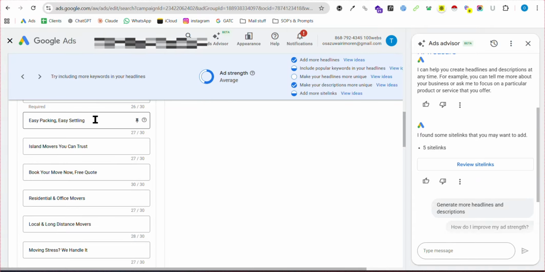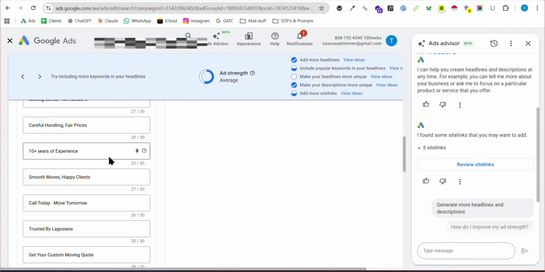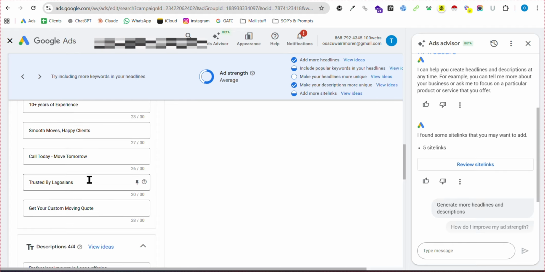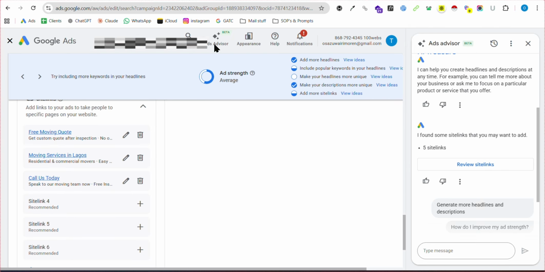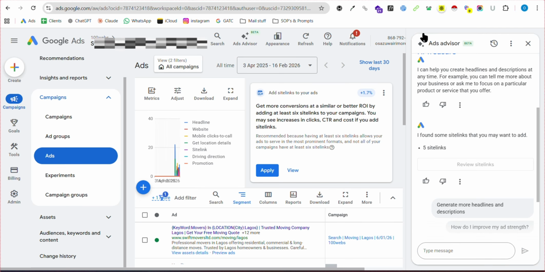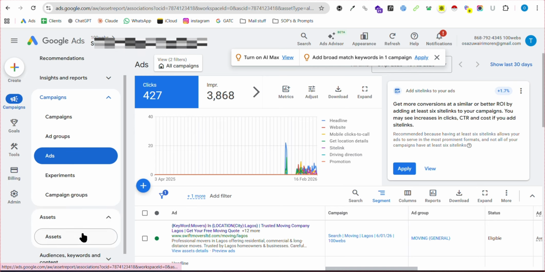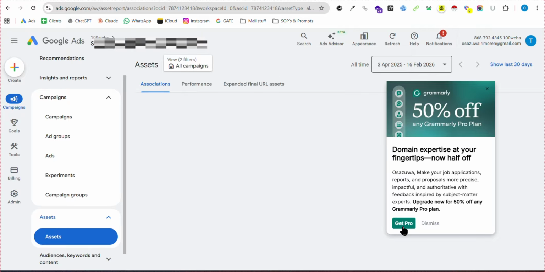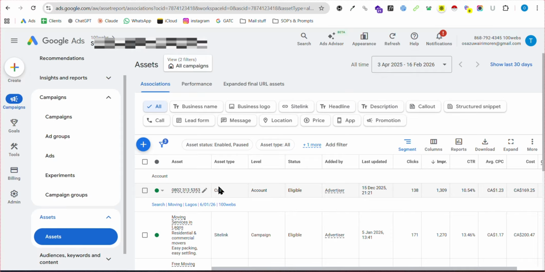So as you can see, really good ad copy, really good, 10 years of experience, trusted. Yeah, really good ad copy. Let's take a look at the assets and extensions real quick. So as you can see, very important, we're making use of call assets or a call extension.